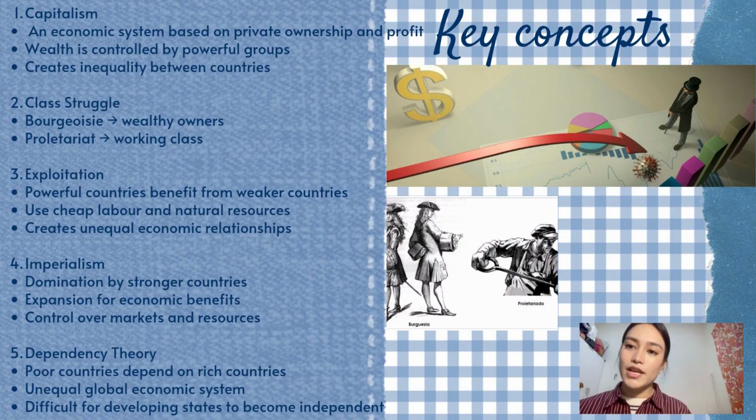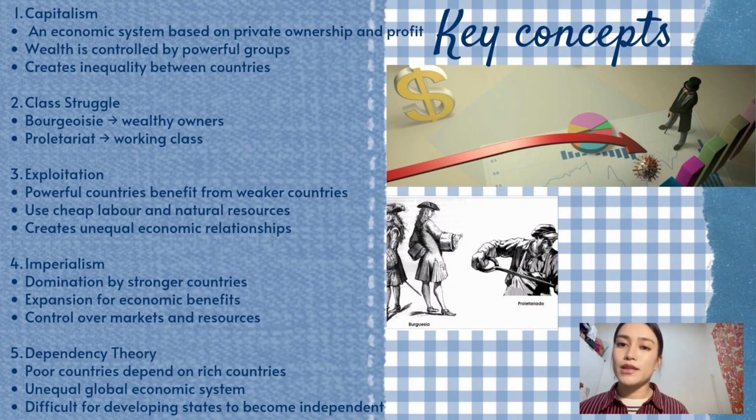My name is Viviana Rebecca Anangang. I am going to present about key concepts of Marxism in international relations. Firstly is capitalism. Capitalism is the core idea in Marxism. In capitalism, businesses and industry are privately owned and the main goal is to make profit.